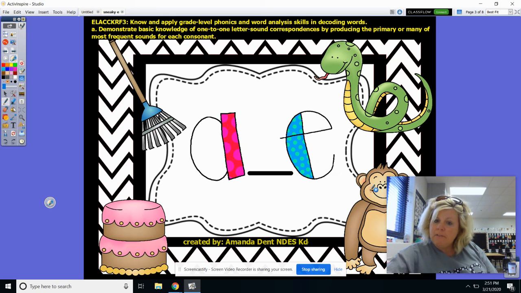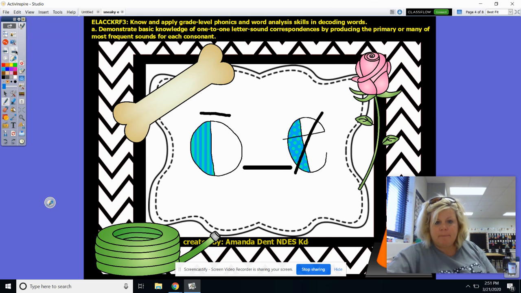Ooh, what is this a picture of? Could this be a monkey if we're talking about a silent or a sneaky E? No, this is going to be an ape. So what would the middle letter be in this word? It would be a P. That's right, it would be a P.